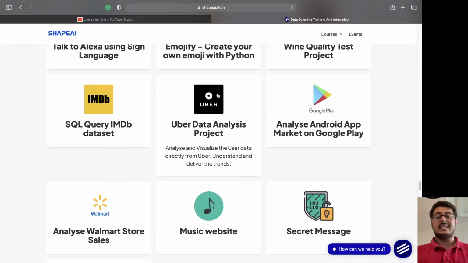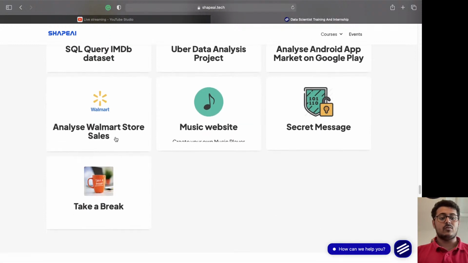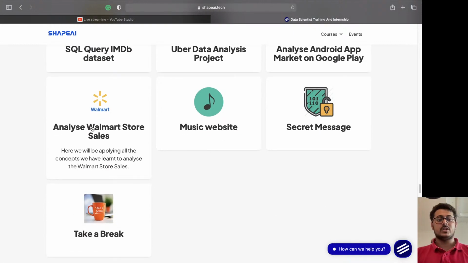Then we have an Uber data analysis project. So we have taken up a dataset from Uber and you will be creating reports on the basis of that. Then we have a Google Play project in which we have taken up the entire data from Google and you will be creating analytics as well as predictions on the basis of those projects itself. Then we have a Walmart project in which you'll be taking, so these datasets are something that these companies are actually working with.